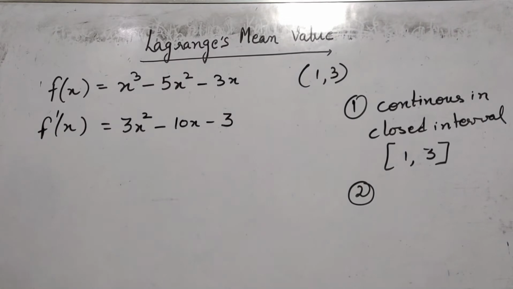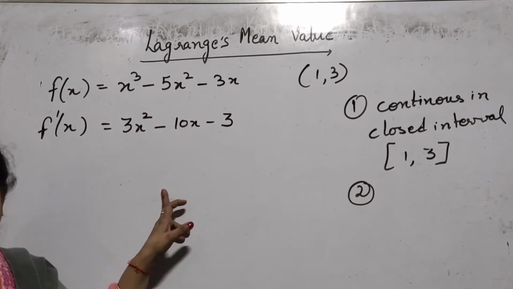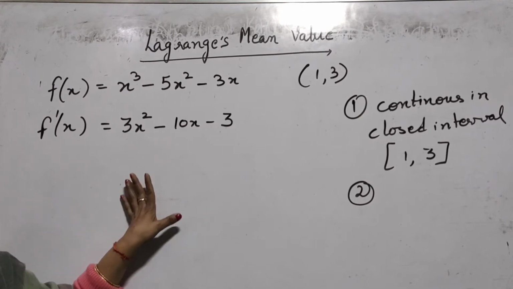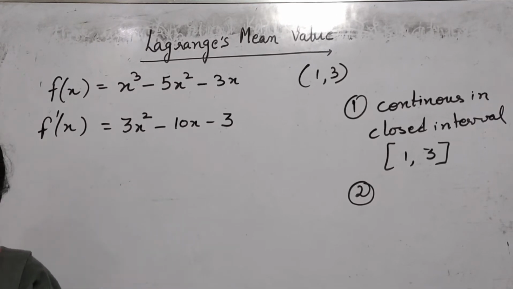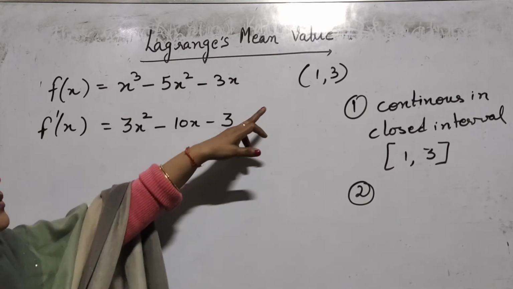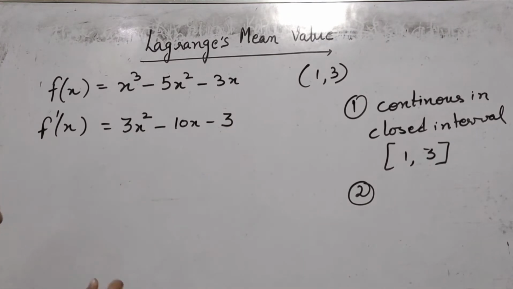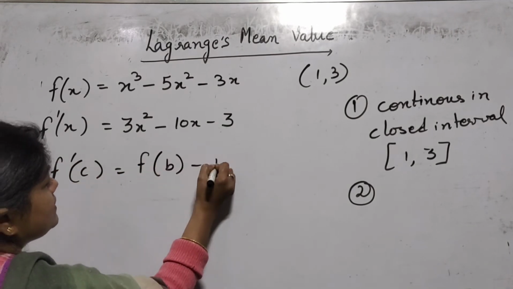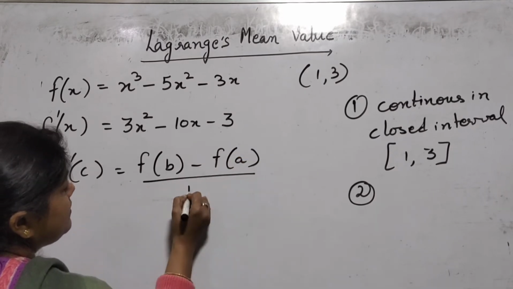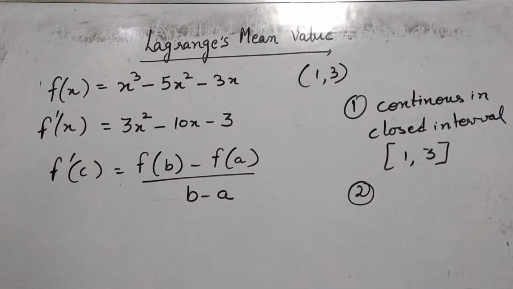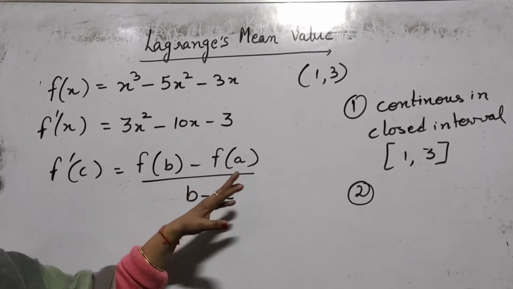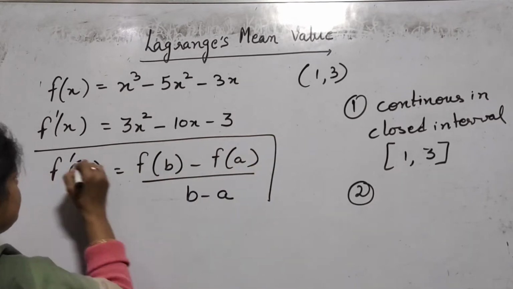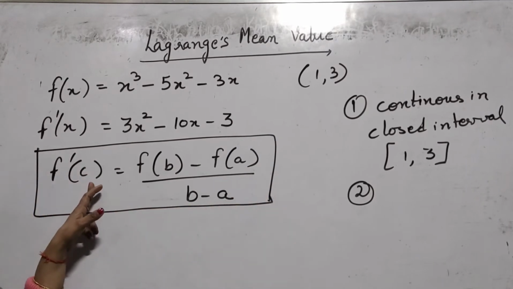It is differentiable. So, in the Lagrange mean value theorem, if the function is differentiable, there must exist a value c in between these intervals, and the value of c satisfies the condition f of b minus f of a over b minus a. Here f of a is not equal to f of b. In Rolle's theorem, f of a and f of b are equal. But in the Lagrange mean value theorem, they are not equal, but this condition is satisfied, and we get a value c.